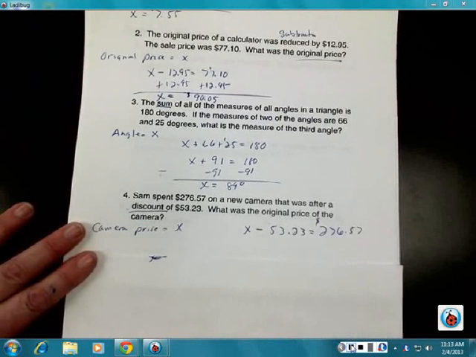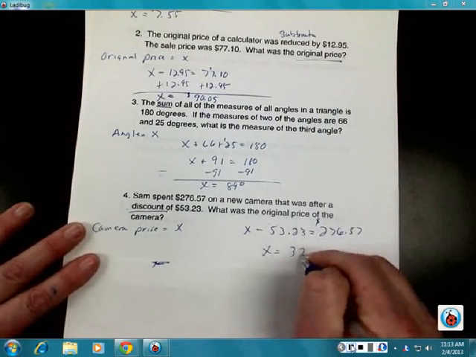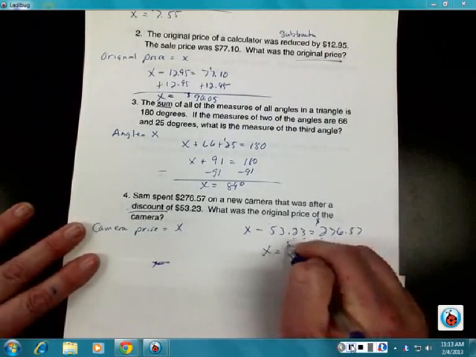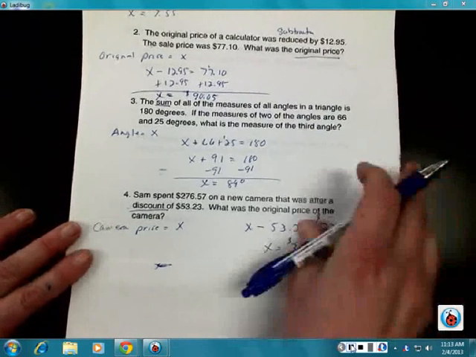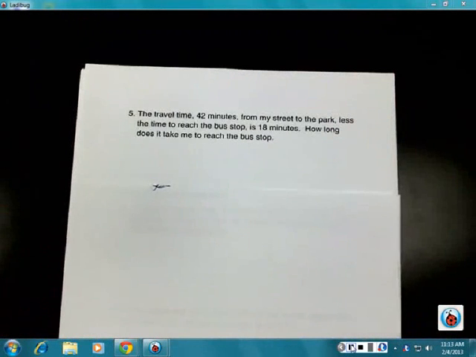That's the equation part. And then, my answer on this one is what? What do you guys get? $329.80. Okay. Yep. Okay. One other one that fits into that category.